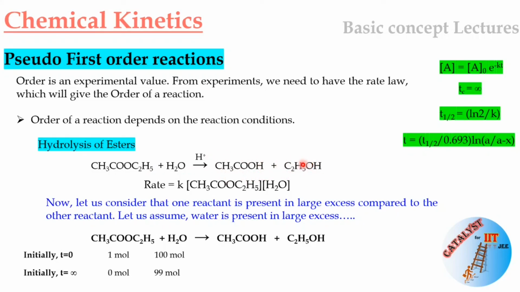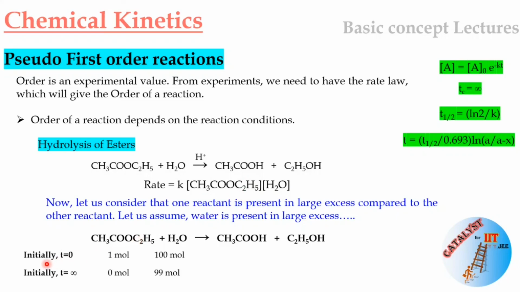So what would you expect? You would expect the rate equal to the rate constant times the ester concentration and the water concentration. Now let us consider that one reactant is present in large excess compared to the other reactant. There are two reactants, water and ester. Let us assume here that water is present in large excess, so the water concentration is very high compared to the ester concentration.